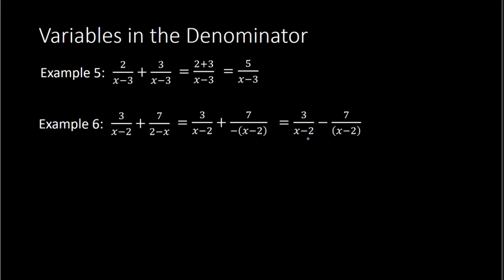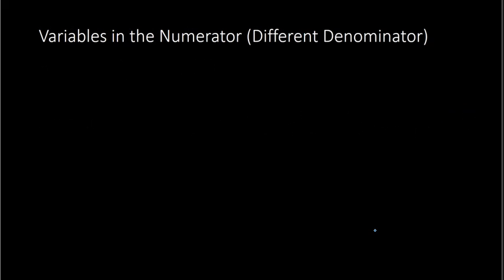So I have 3 over x minus 2 minus, and then 7 over x minus 2. So now the denominators are the same. I can now subtract the numerators. 3 minus 7, which would give me negative 4, and that is all over x minus 2. So that would be my solution. Now, what if your denominators are different? So here we see x plus 4 over 5 minus 2x plus 1 over 10. So here we notice that the denominators are not the same.